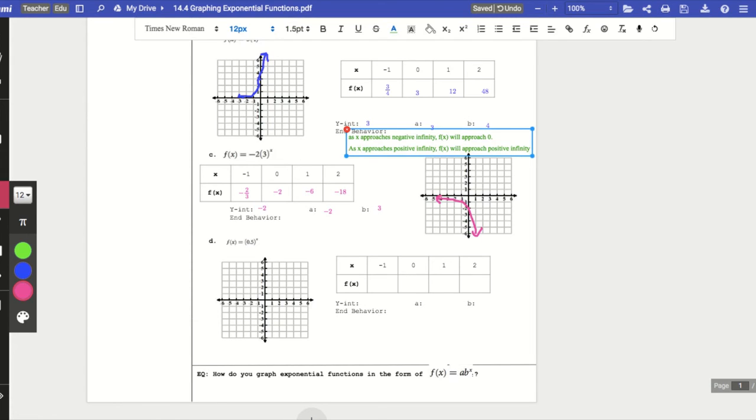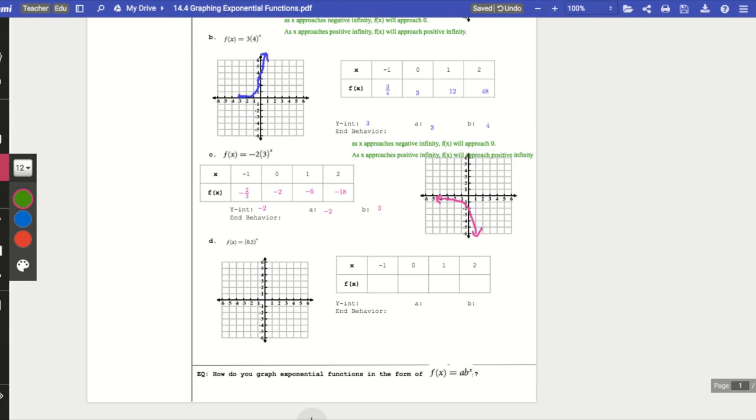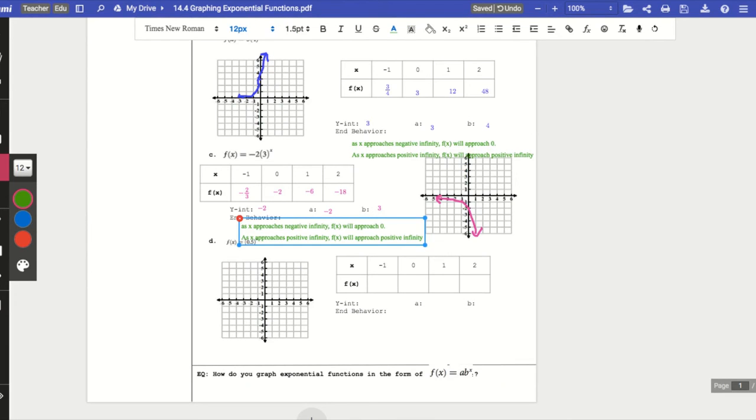Hopefully you're able to establish that pattern on your own. But now we can talk about the end behavior of this function. As x approaches negative infinity, f of x is still going to approach 0. It's just approaching it from below. So this actually checks out. However, as x approaches positive infinity, as x goes to the right, notice that our values are not increasing, they're actually decreasing. So instead of approaching positive infinity, this time we're approaching negative infinity.